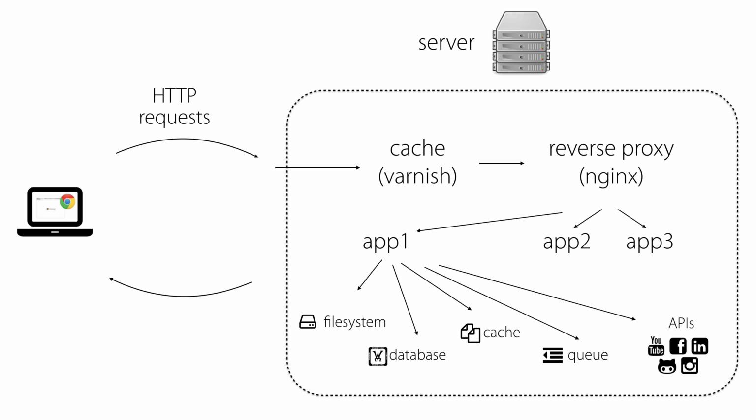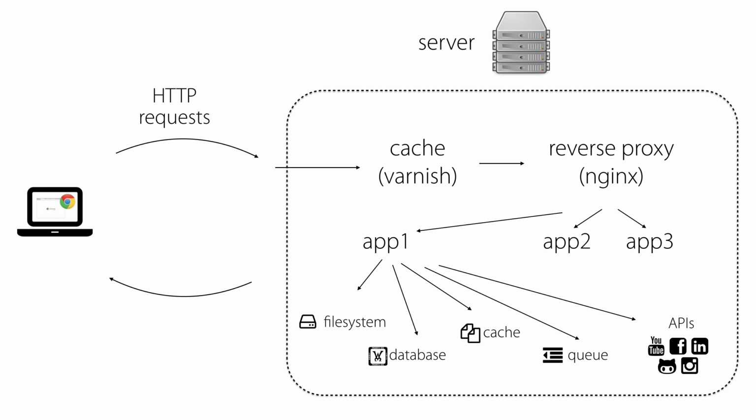What I'm showing below App 1 here is that the application requires access to a variety of things. Maybe it needs access to the file system to read files that are on the computer. Maybe it needs access to a database to store data about students, for example, or bank accounts, or whatever it is. And in our case, that's MongoDB. It could be Postgres or MySQL or anything like that. And the application could require access to a cache like Redis, or a queue like RabbitMQ, and various external APIs like YouTube, Facebook, LinkedIn, GitHub, Instagram, whatever it is.